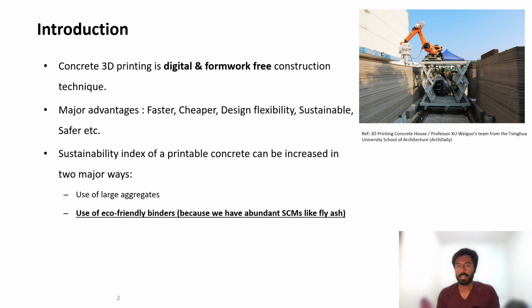This can be solved in two major ways. One is by using large aggregates, like we do in traditional concrete, where the large aggregates consume high volume in the concrete mix such that the cement content reduces automatically. Or replace the cement with an eco-friendly alternative like geopolymers. In my study, I have chosen the latter strategy to increase the sustainability of printable mixes because we have plenty of fly ash and SCMs available in Australia.